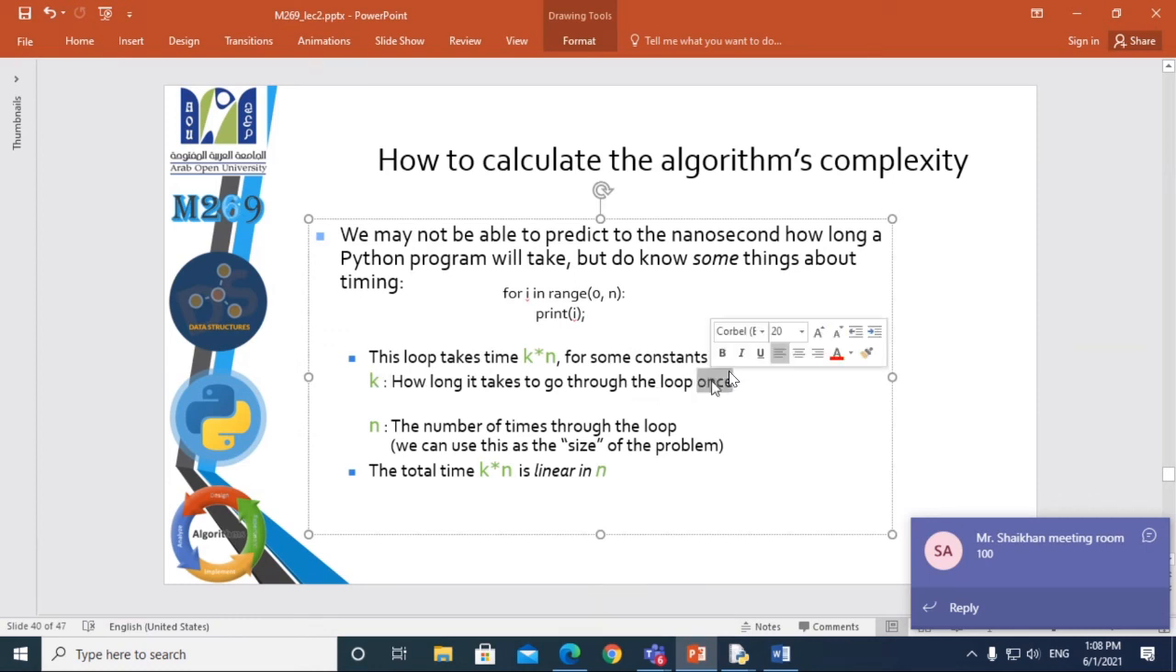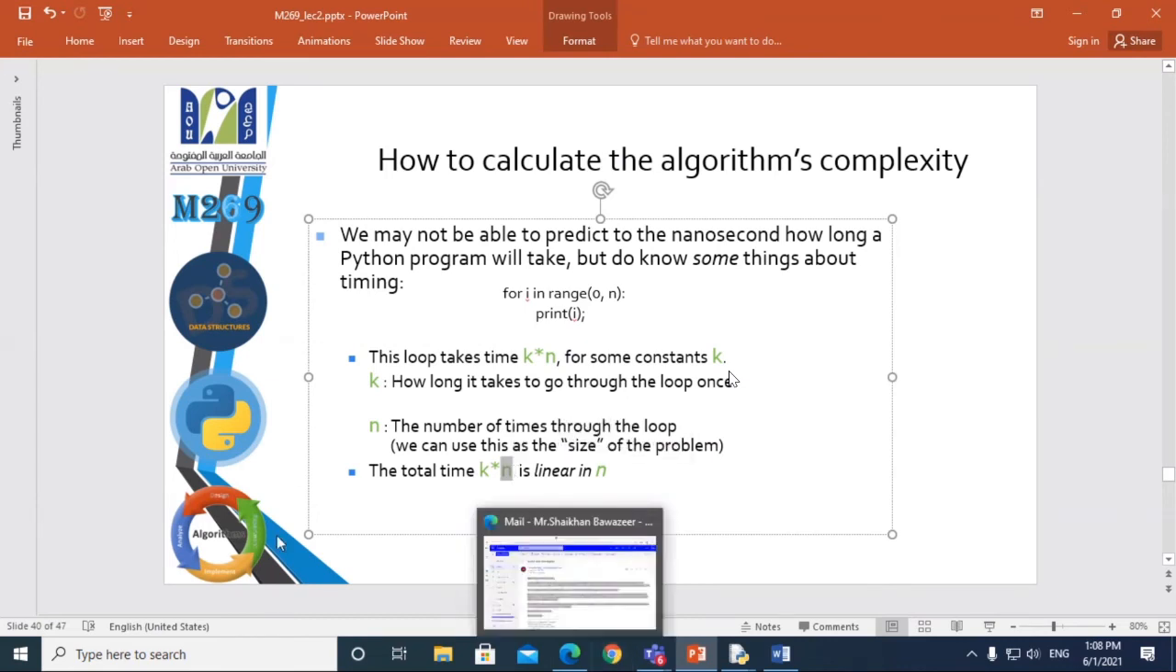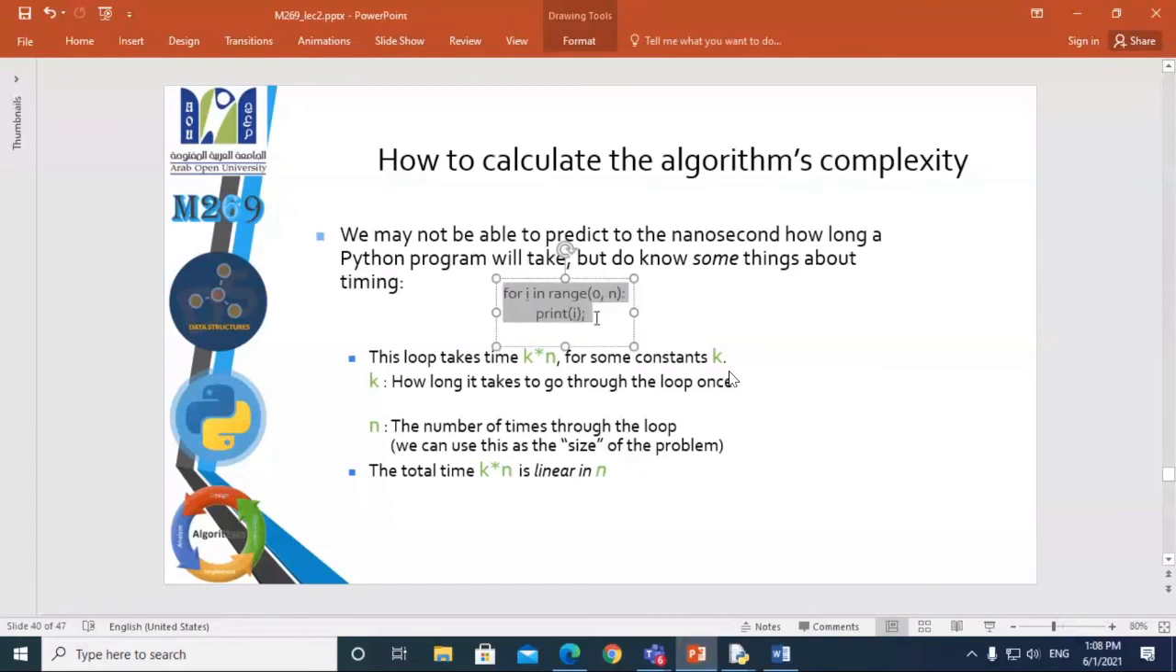خلاص, now so easy. The number of times through the loop we can use as the size of the problem, اللي هي k for n. Since k is fixed, we'll take care about n, depending on n. لأنه k fixed, 1 second for all. So depending on n, we will get the value. هذا شرحت لكم إياه في البداية أنا. Okay, we don't care about the constants, لأنه it will be the same for all. We care about the n. So what is the answer for that one? N.